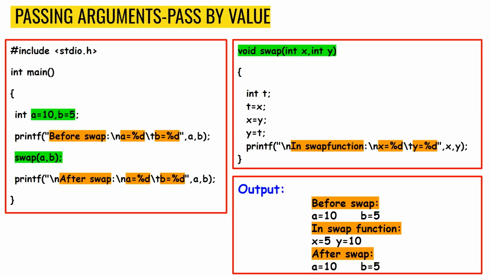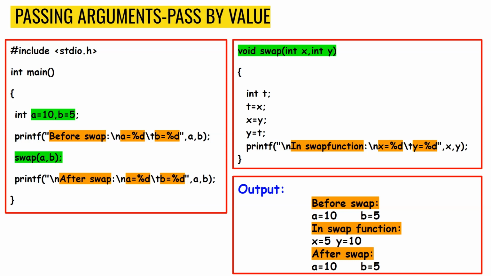Let us discuss both the ways of passing arguments to the function. First we will see how to pass the arguments by value. The method of passing arguments by value is known as call by value or pass by value. In this method, the values of actual arguments are copied to the formal parameters of the function.